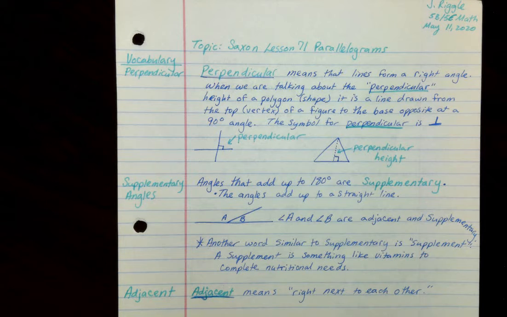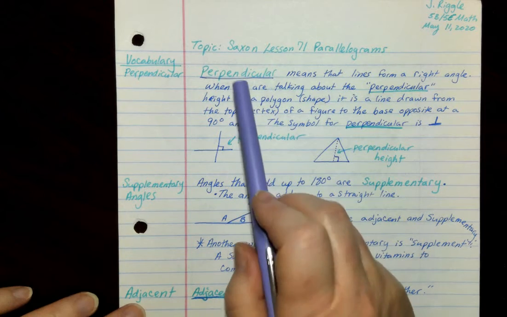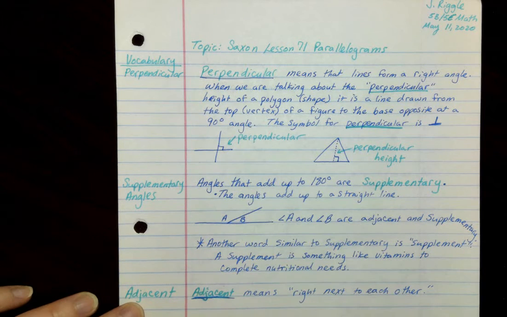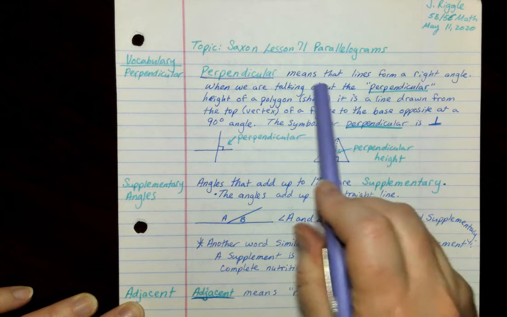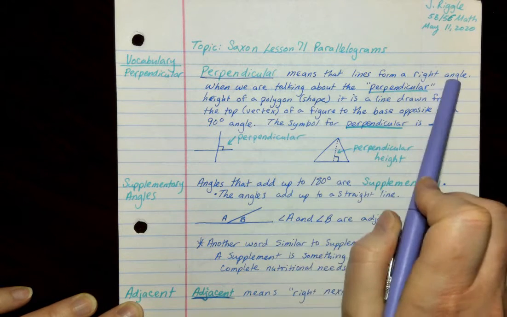Alright, so let's talk about Saxon Lesson 71 for parallelograms. First, I'm going to go over some important vocabulary. We've already talked about the word perpendicular before, but I just wanted to mention it again to make sure we all remember what we're talking about. So perpendicular means that lines form a right angle.